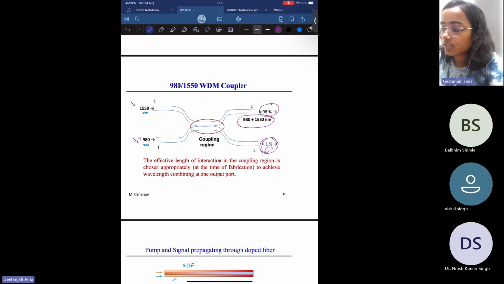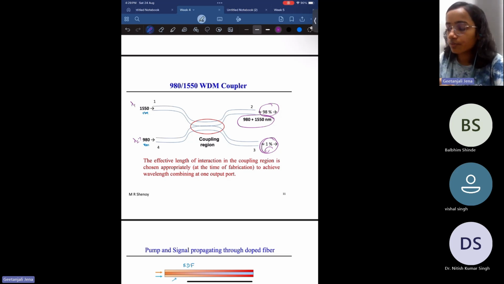So we'll see 98% of this input power will be coupled through this output end of this fiber. Basically, it combines two wavelengths, or it will separate these two wavelengths. So this is what a WDM coupler will do.